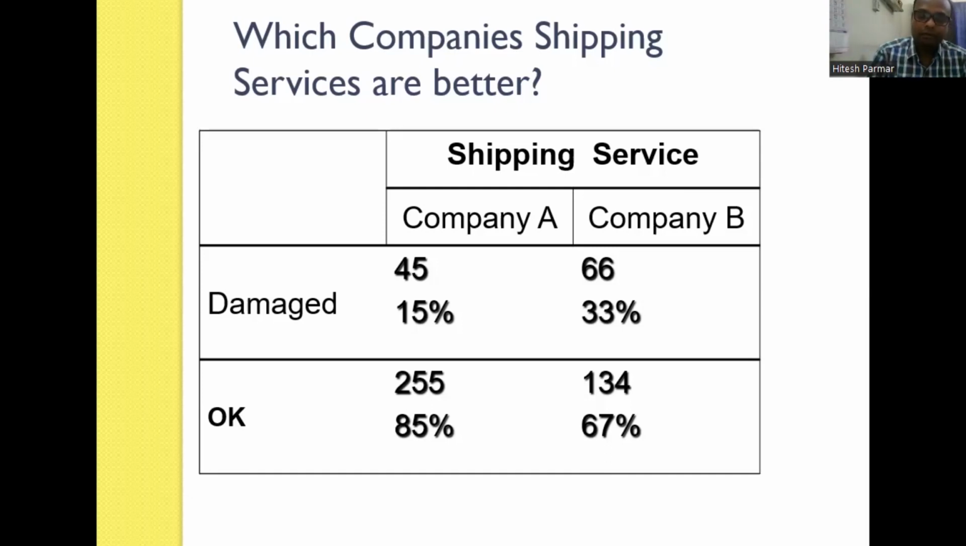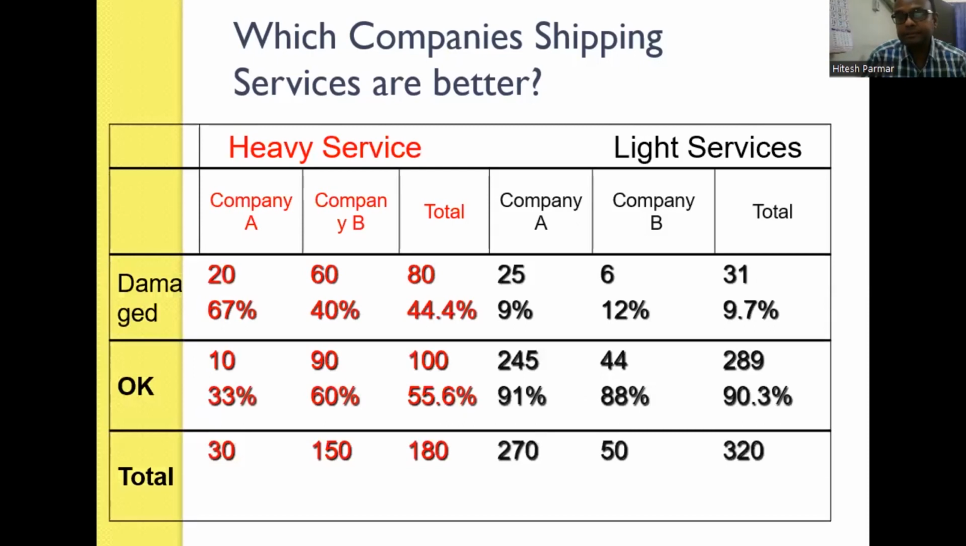The same data we are further bifurcating like this. Now think about the situation and what your decision will be. The data is further classified as heavy service and light service. With heavy service, we have damage of, for example, 67% with company A and 40% with company B. So for heavy services, damage is lower with company B, so we will go with company B.